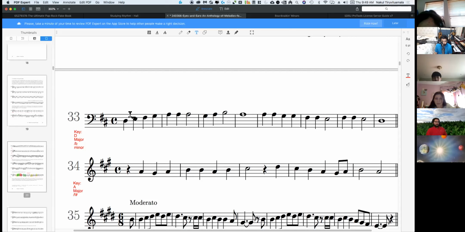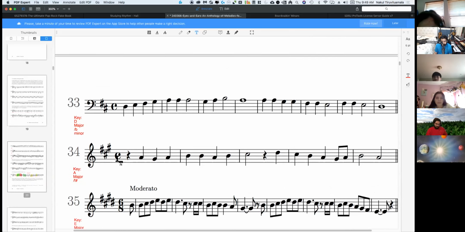D. And then what about this one right here? Also D. D, okay. Excellent. So this is D. So you see a D here and a D here. So obviously this piece is in B minor. No, I'm just kidding. It's in D major. Right? So, I mean, those are two giveaways.